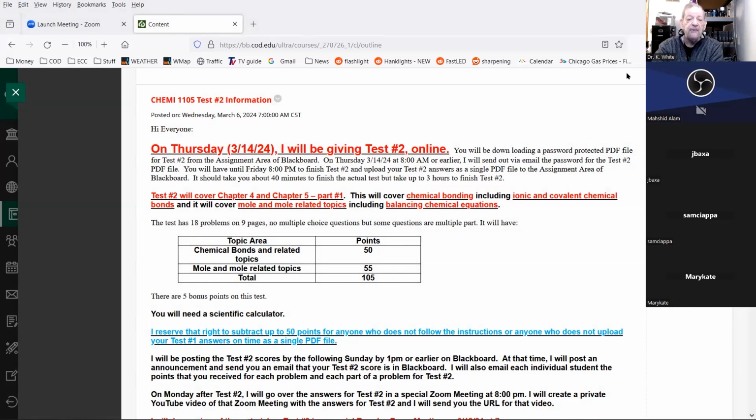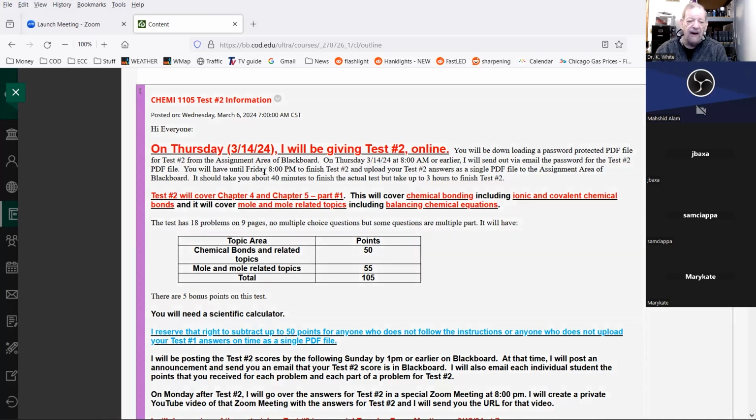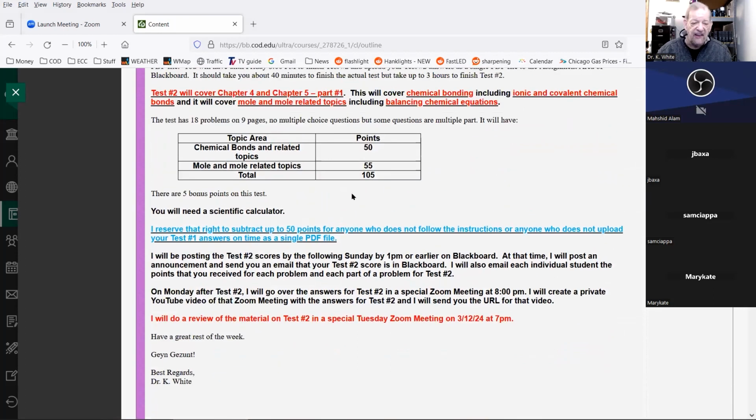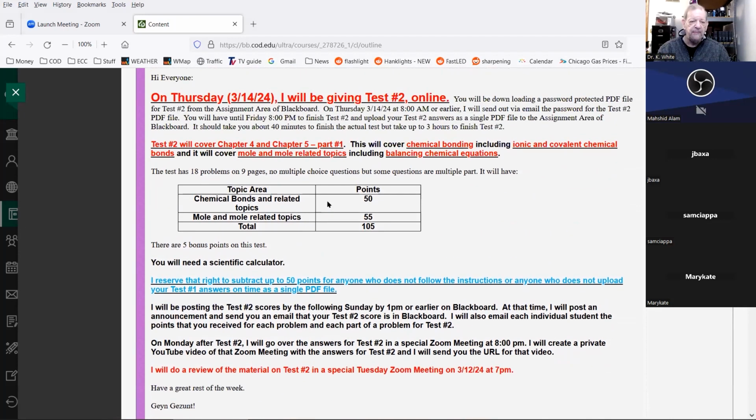However, please make sure that you have your test number two answers uploaded to the assignment area of Blackboard by this Friday, 8 p.m., as a single PDF file. All right, you'll need a scientific calculator. I sent out an email where I showed, in a video of mine, how to use a scientific calculator.